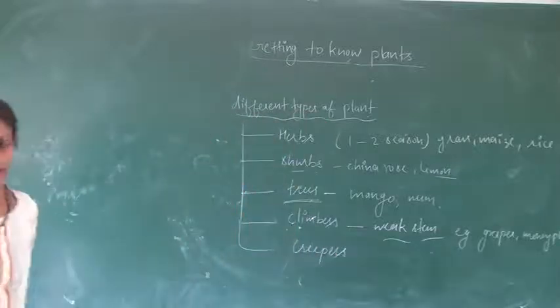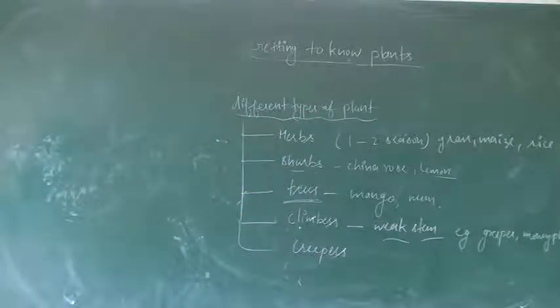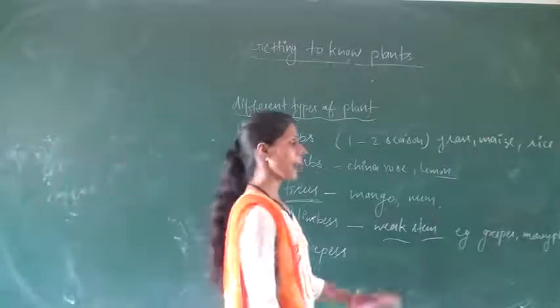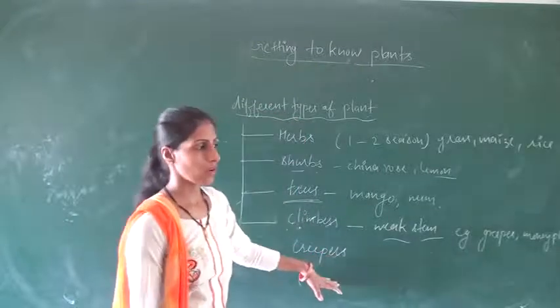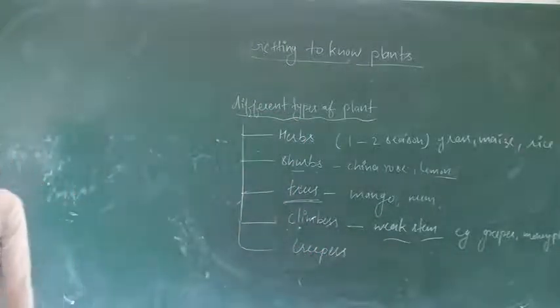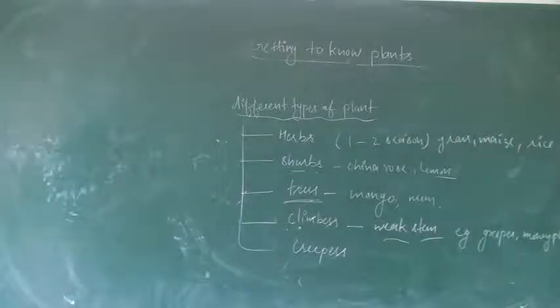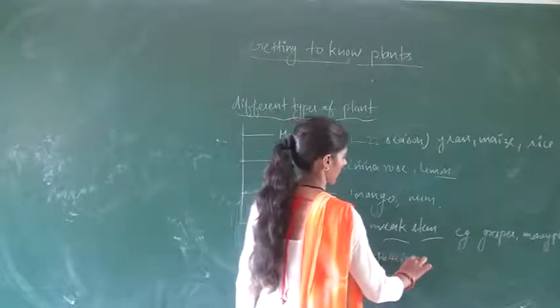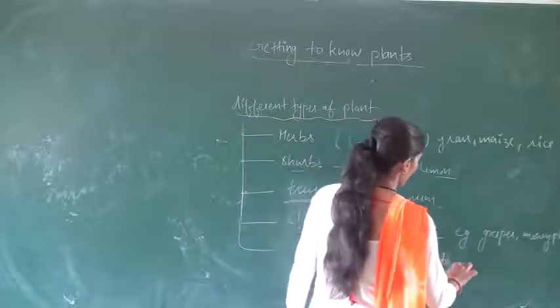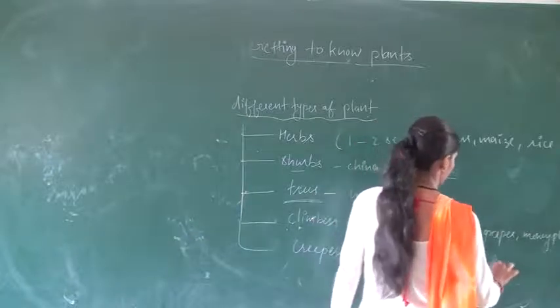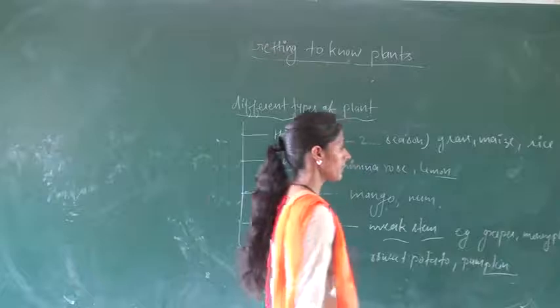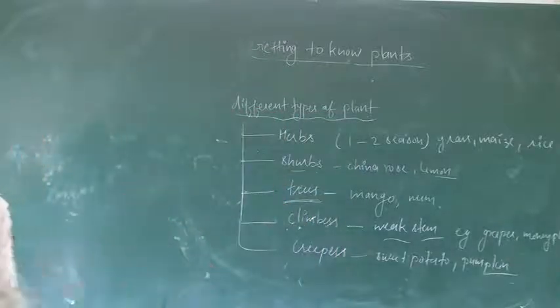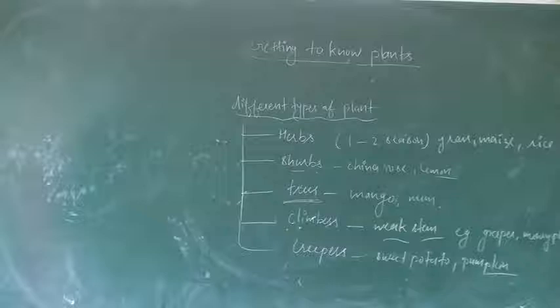After that, creepers. Creepers also have a weak stem and cannot stand upright, so they spread on the ground and are called creepers. For example, sweet potato, pumpkin, etc. These are some of the different types of plants which we have discussed.